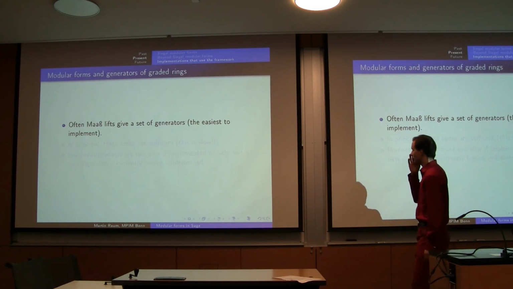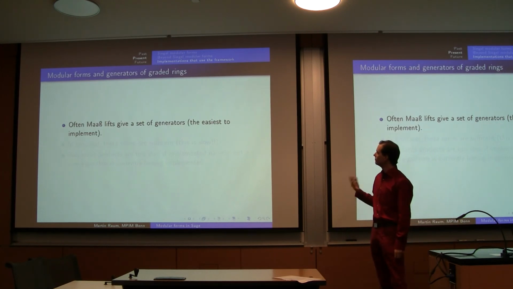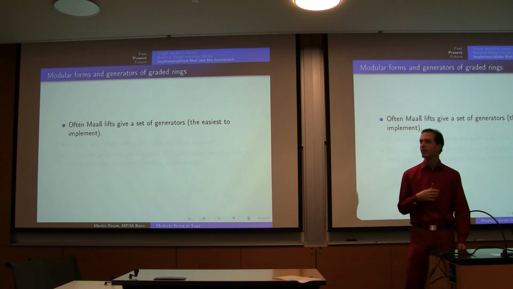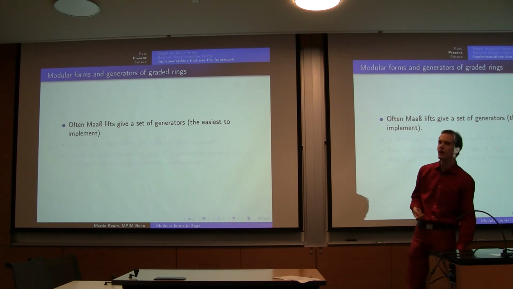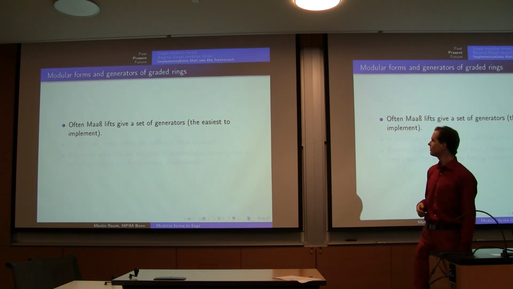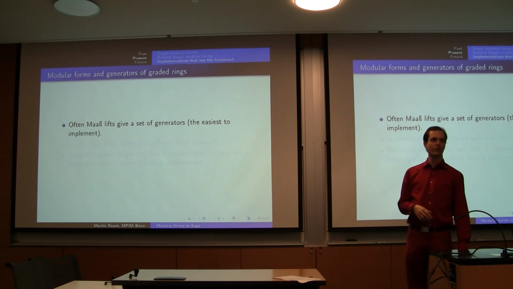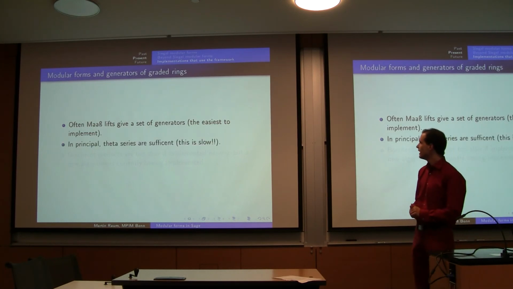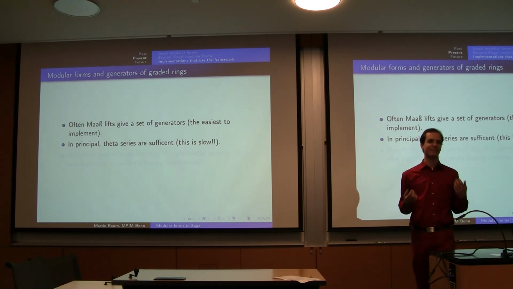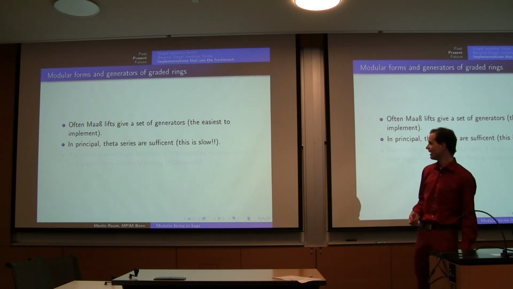Then just some words about these generators. Often Maass lifts give a set of generators, at least in the orthogonal setting, we know that. Sometimes we have to add Borcherds products, which is bad, at least from a computational point of view, but it's really realistic to normally work with Maass lifts. And in principle, the theta series are sufficient, as I mentioned, but of course that's really slow. Nobody wants to take that.